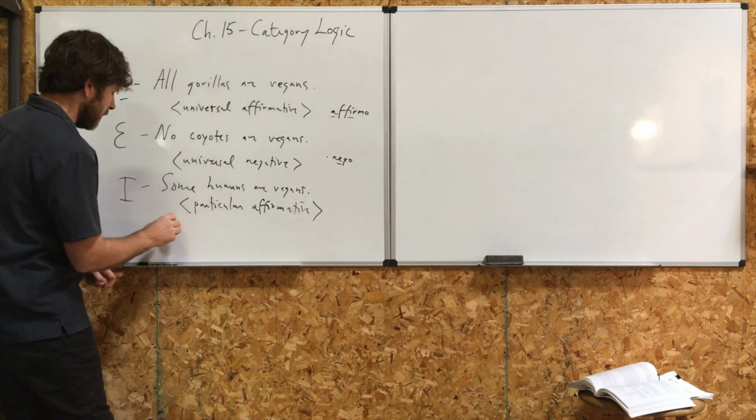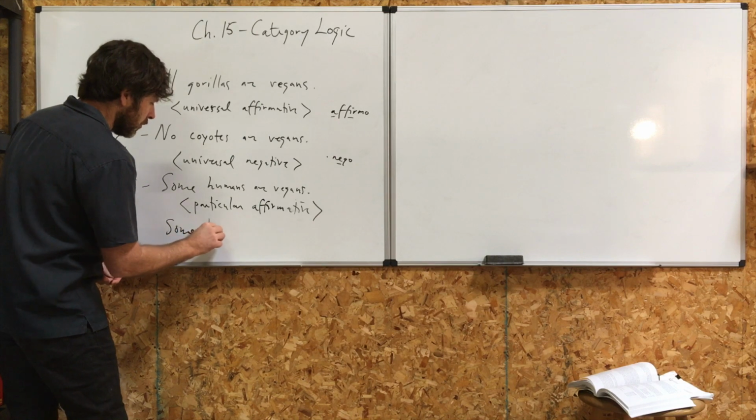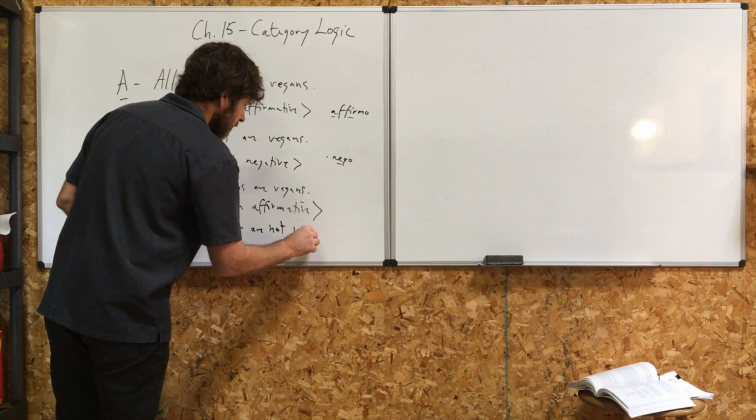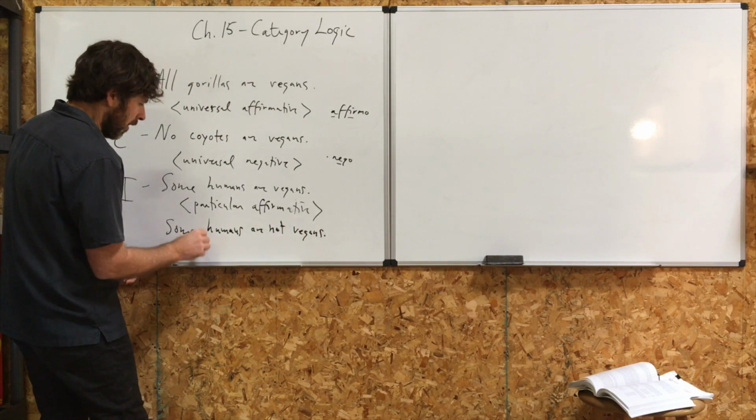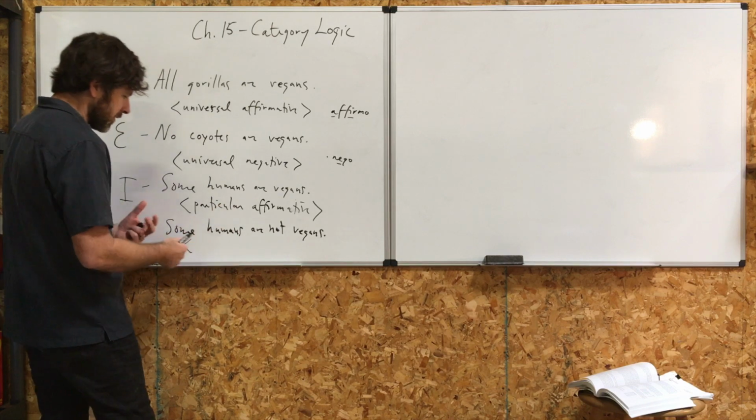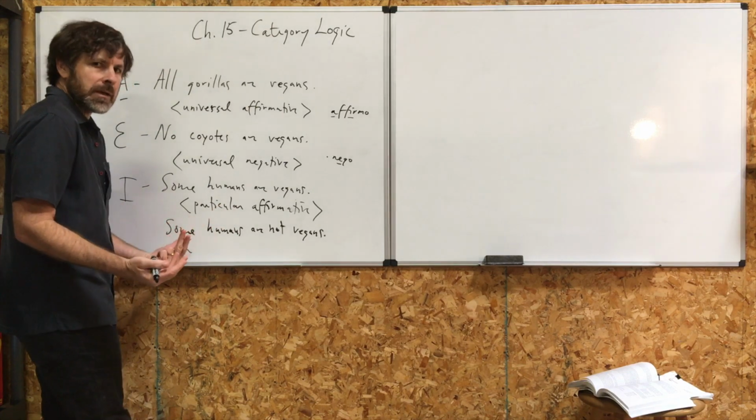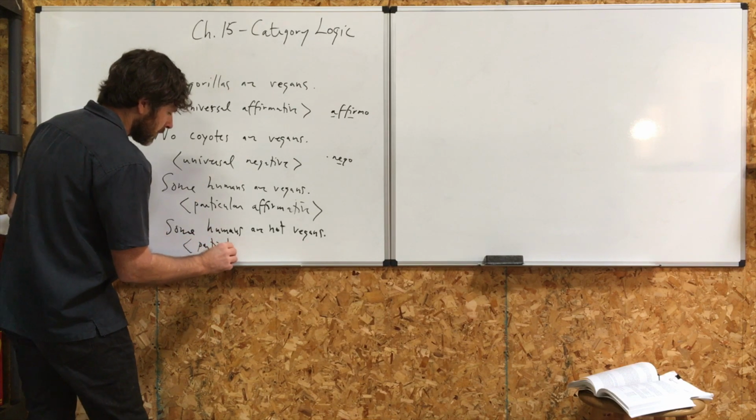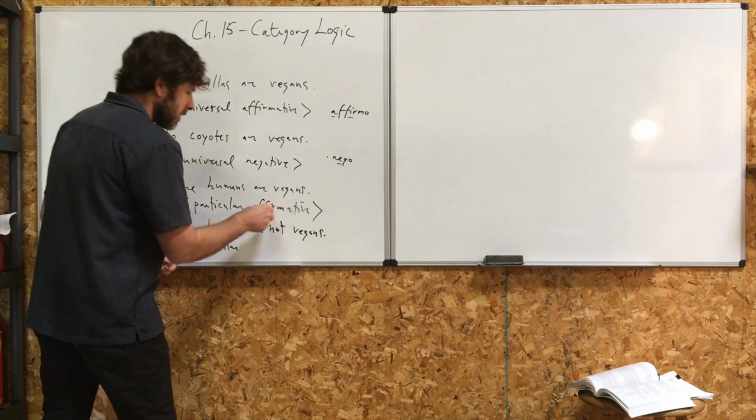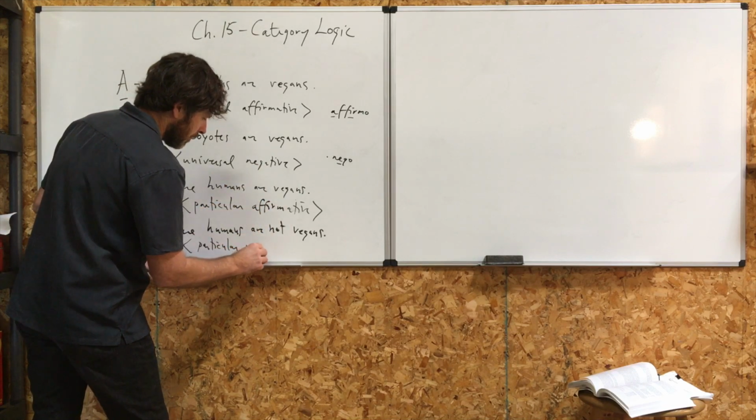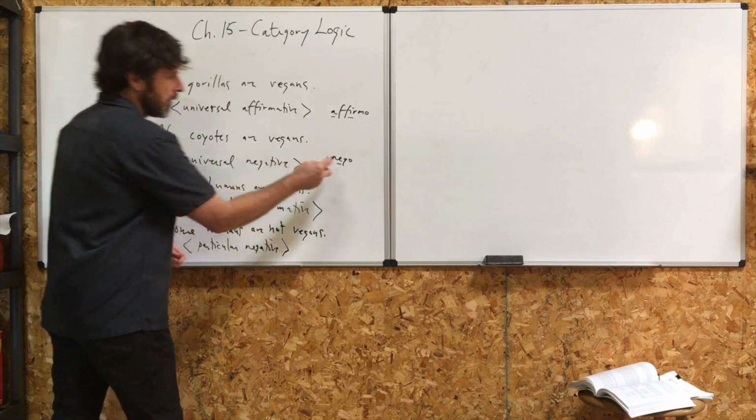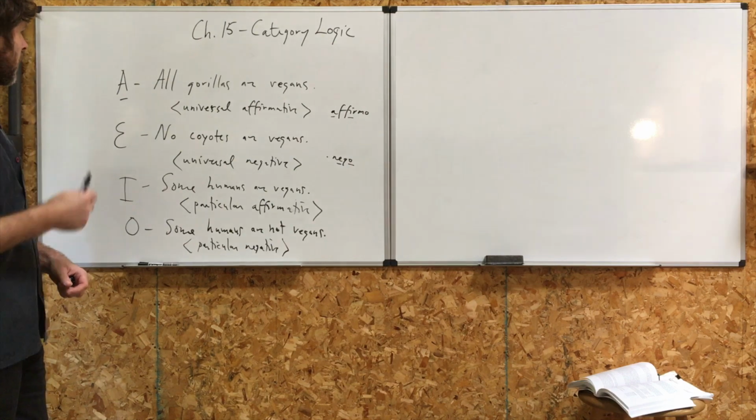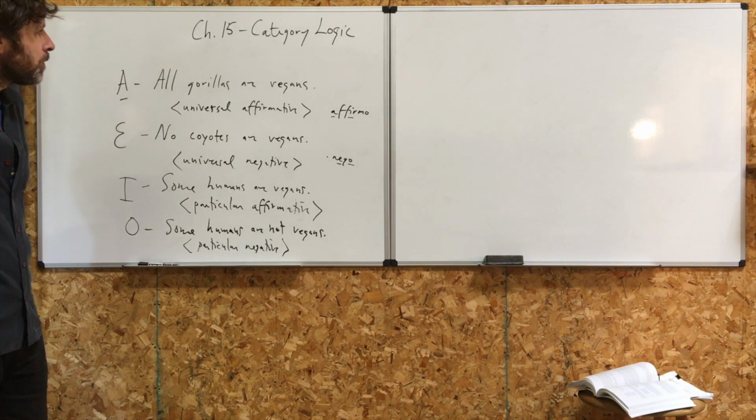And then finally, we have the fourth kind of statement. Some humans, here's an example, are not vegans. So this is, again, not about all humans. At least you're not committing to making a claim about all humans. You're just saying at least one human. So it's a particular statement. And it's negative. By the way, nego, the O. So it's called an O statement. All right? A, E, I, and O.